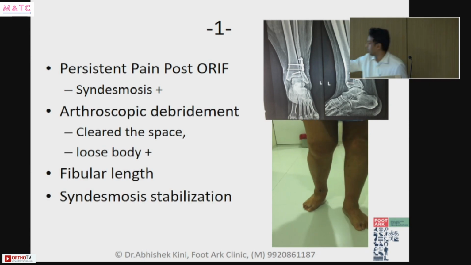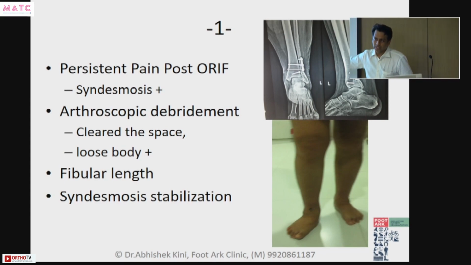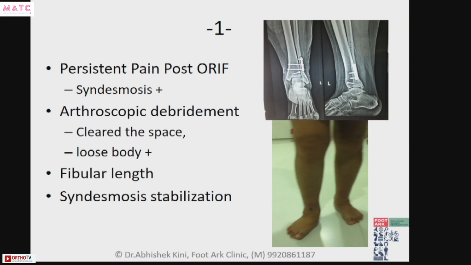He had come with the opposite knee with a locked medial meniscus. The left knee was operated the first time. This is his right knee, for which he had come for a meniscus. So we could do a syndesmosis, debride the space and the loose body, get the fibula to length, and do syndesmotic stabilization, which allowed him to relatively preserve his joint space later.